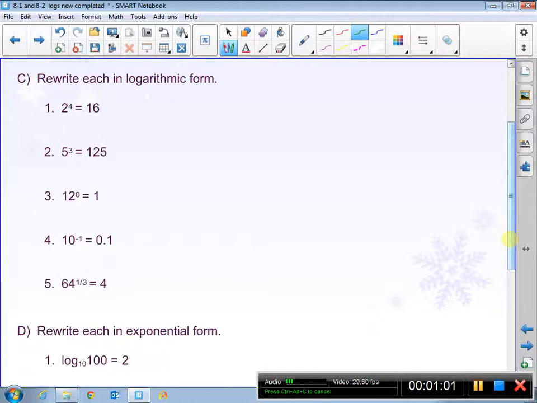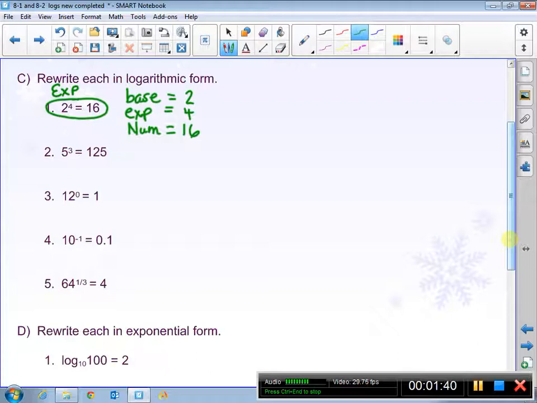So let's get started. We're rewriting each of these in logarithmic form, which means I'm giving them in exponential form. So all I need to identify, remember, I'm not going to write this every time, I want to know what the base is, what the exponent is, and what the number is that they equal. Base, exponent, and number. So looking at this first question, the base is 2. The exponent is 4, and the number that they equal, 2 to the 4th, is 16.